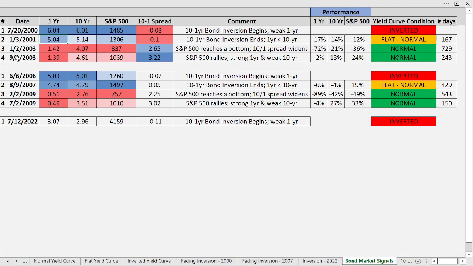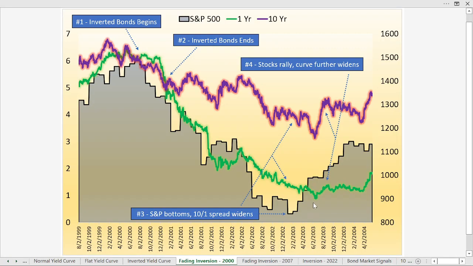Number four, September 2nd, 2003: the 1-year bond pays 1.39, the 10-year pays 4.61, while the S&P 500 is at 1039. That represents a 3.22% spread between the 10 and 1-year bond. Notice it goes from 2.65 to 3.22. The spread widens. We can see here, as the stock market begins to recover, the purple line goes up while the green line kind of stays put. Traders are now so optimistic about the future that they're selling the 10-year bond, so the yields go up on the 10-year, while they're buying the 1-year.